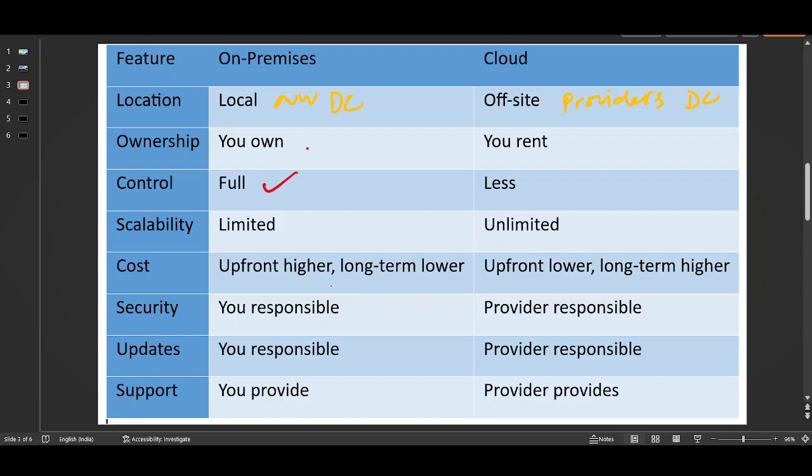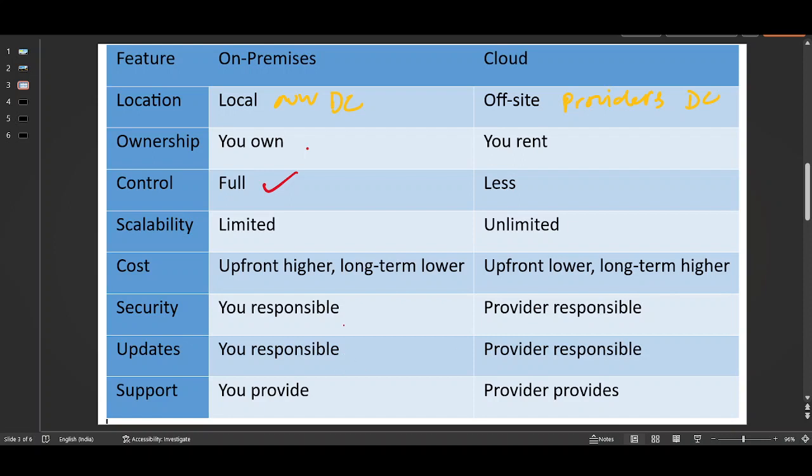If you talk about cost, upfront cost is higher and long term lower because you get profit. But if you talk about cloud, upfront is lower and long term is higher, because if you expand your business, then you pay more, so your profit will be stressful.